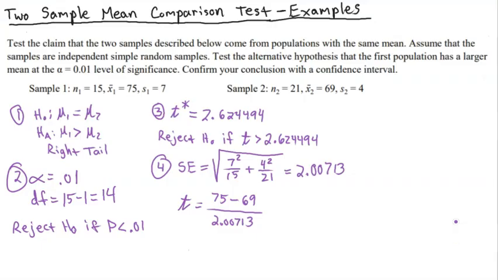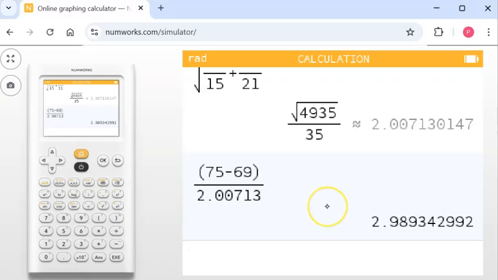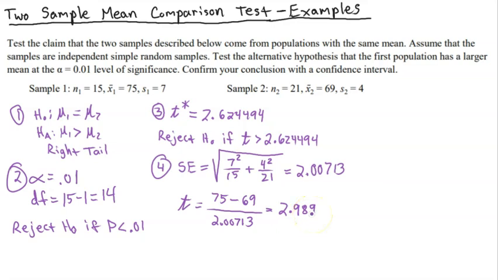2.989343. So our t statistic is 2.989343. There we go. That's step 4. And now in step 5, we are going to take this t statistic and we are going to convert it into a p-value, okay, in the NumWorks calculator.